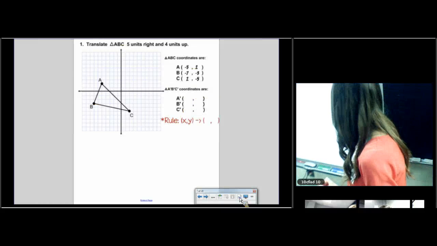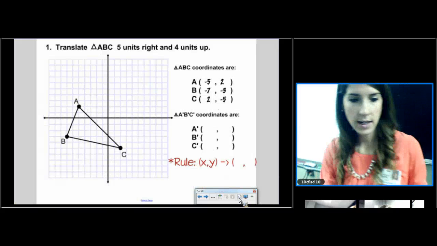Okay, so my graph is really light. I need to fix that.